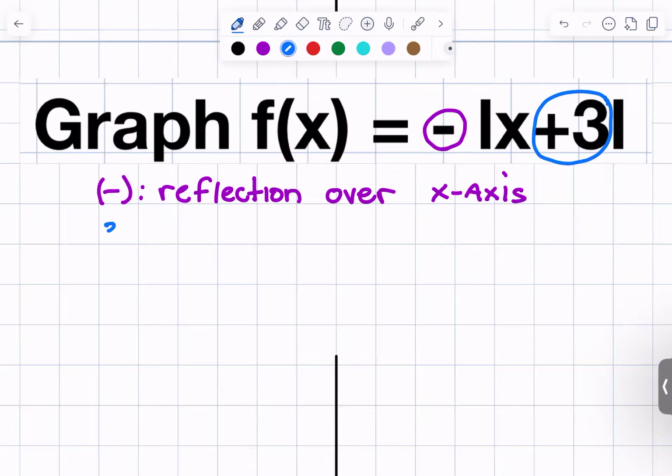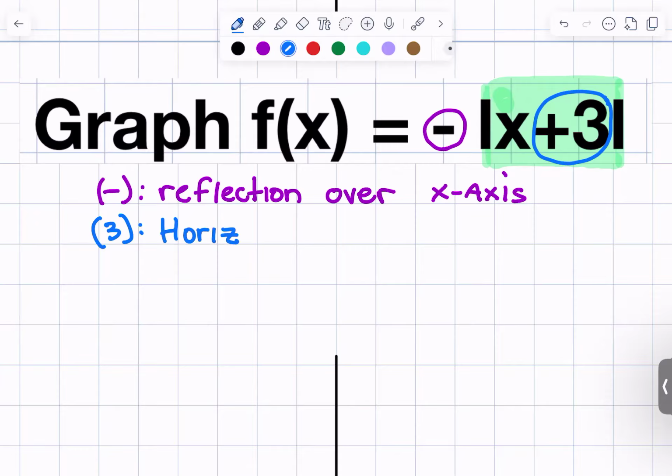So the 3 here, we're adding 3. Is it on the inside or the outside? If it's difficult for you to decipher, I will help by coloring in what's on the inside of my absolute value, right? So if it's colored or if it's highlighted, that means it's on the inside of my function. Okay, so since the 3 is on the inside, it's going to be a horizontal.